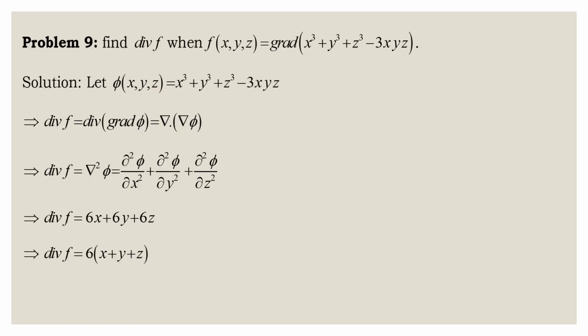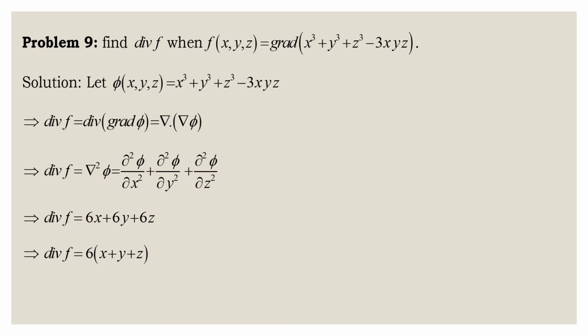Problem number 9. In this problem, a scalar field is given to us. First, we have to find out its gradient. After that, we have to find out the divergence of the gradient of the given scalar field. Let us suppose that the given scalar field is phi of x, y, z equals x cube plus y cube plus z cube minus 3xyz.